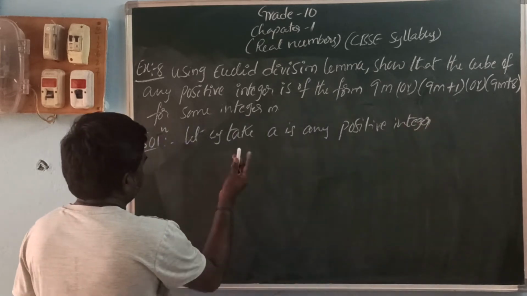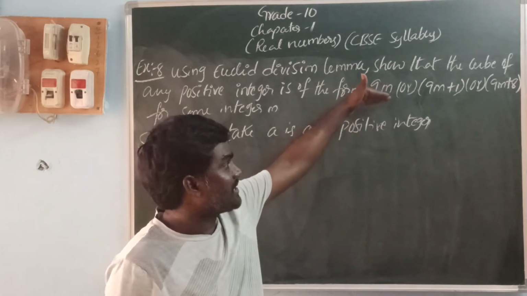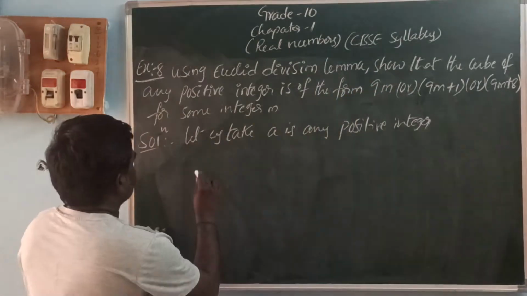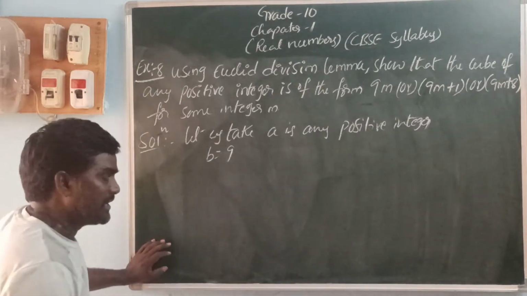Here, what is the divisor? They are asking for the form 9m. That means the divisor here is how much? 9. So b is equal to 9. How can we prove this? By using Euclid's division lemma.